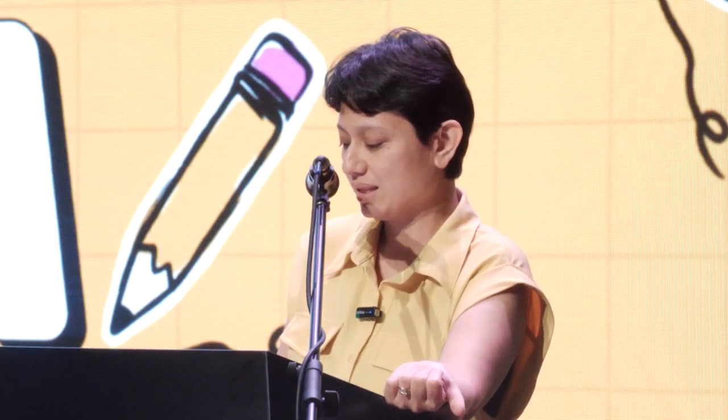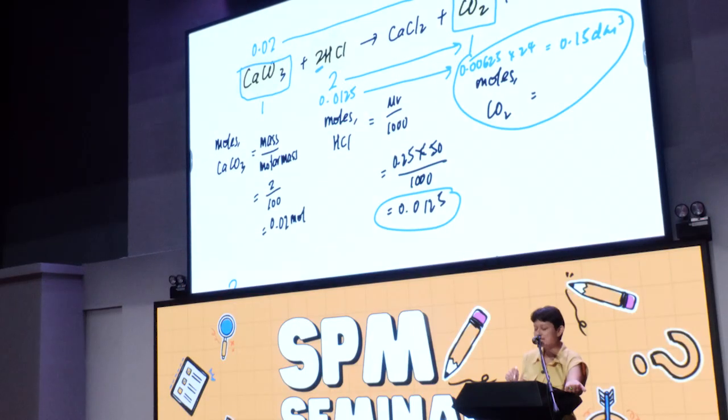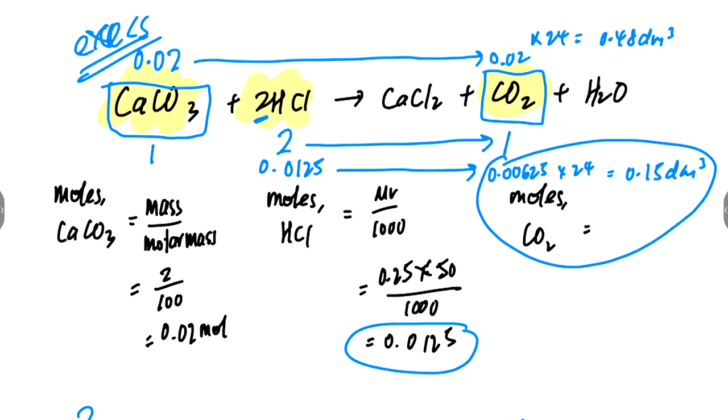So, siapa habis dulu? Siapa lebih? Calcium carbonate or hydrochloric acid? Which one is more? Calcium carbonate. What is the scientific word for more? Come on. Excess, very good. Ding, ding, ding, ding. You get extra 10,000 points. Okay. Excess. If the question asks you, which one is in excess? Because hydrochloric acid akan habis dulu.